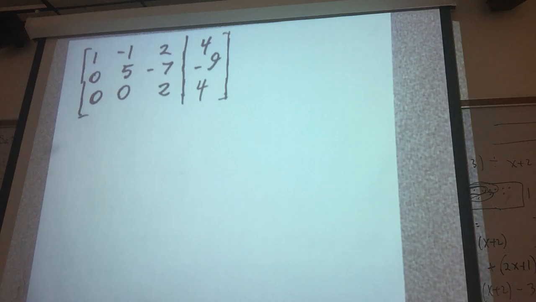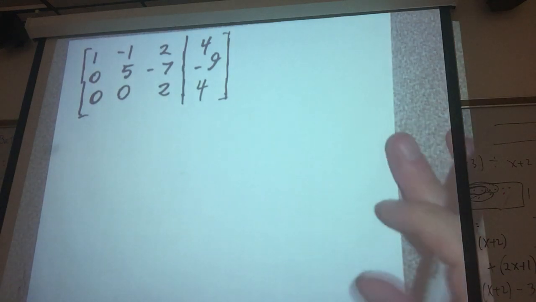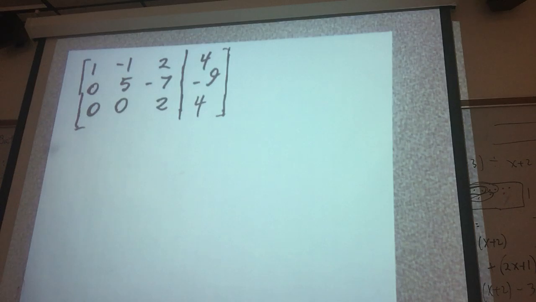Okay, so the point of this is that you are eliminating x1 and x2 from the problem so that you get to just what is this last statement right here? This last statement says that 2 times x3 equals 4.